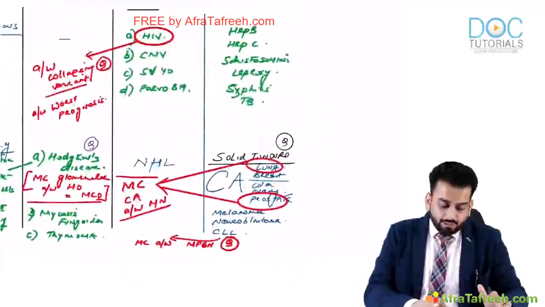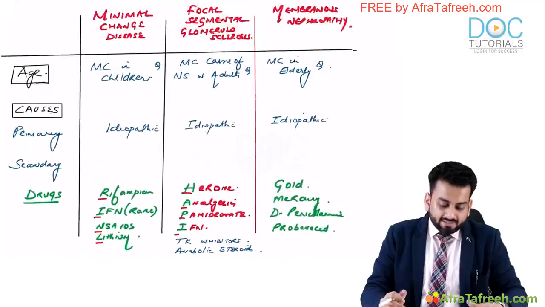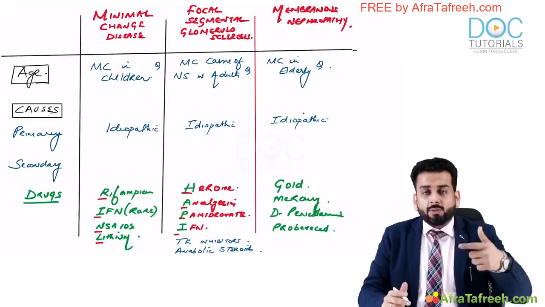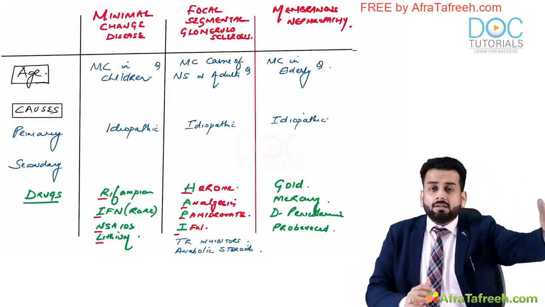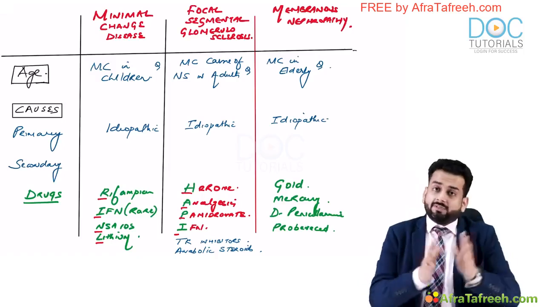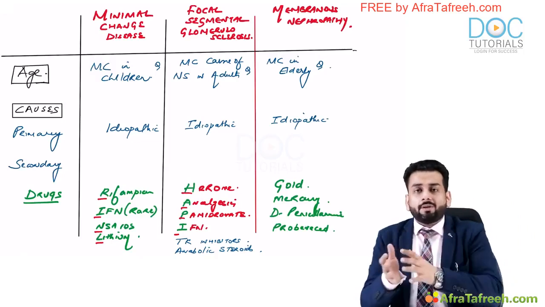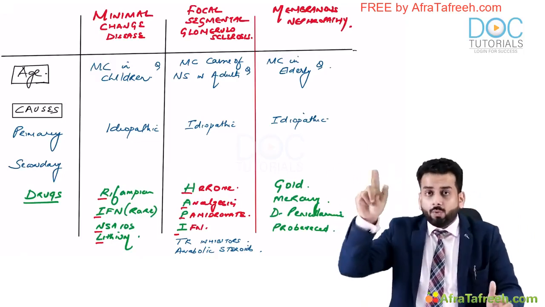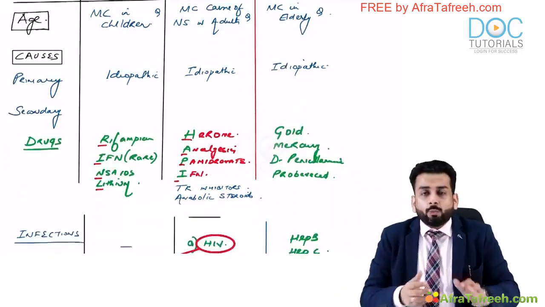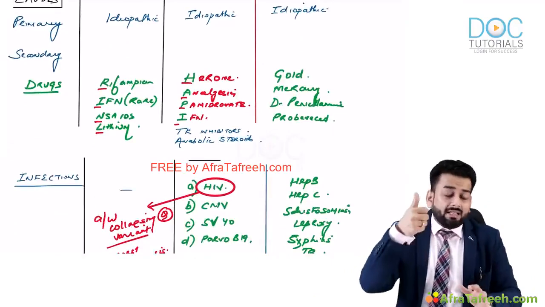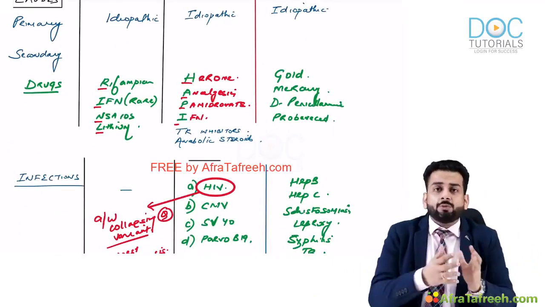And just before we move on to the next topic, I would like to revise and brush up these causes once again. So the drugs that cause MCD are basically the NSAIDs, lithium, and so on. For FSGS: heroin, analgesic, pamidronate, anabolic steroid, tyrosine kinase inhibitor and interferon. For membranous: elderly person, gold, mercury, you have probenecid, you have D-penicillamine. Coming to infections, no infection as such for MCD. For FSGS you have heroin and HIV, parvovirus, CMV, SV40.